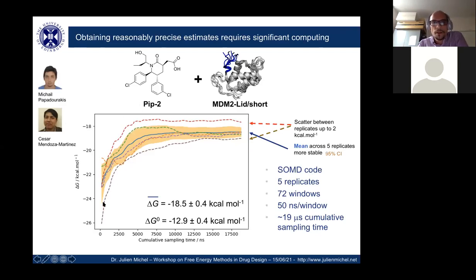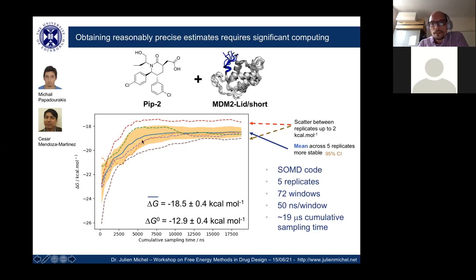You can see one example here where if you push this sort of protocol, and we're taking PIP2 here, calculating the absolute binding free energy to a short construct of MDM2, you can see the typical profile here between different independent replicates of the calculation. The dashed lines are 5 different calculations. If you keep running the calculation for quite a while, we're talking up to about 50 nanoseconds per window, with about 70 windows in the schedule here, we still have quite some scatter, up to 2 kcal per mole in the absolute binding free energy between replicates.